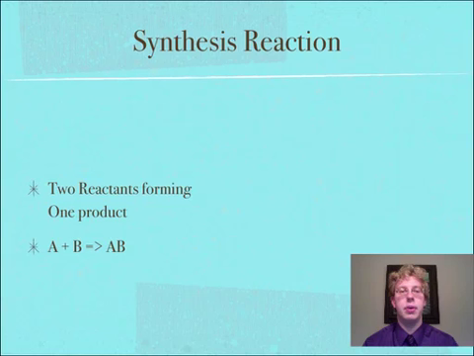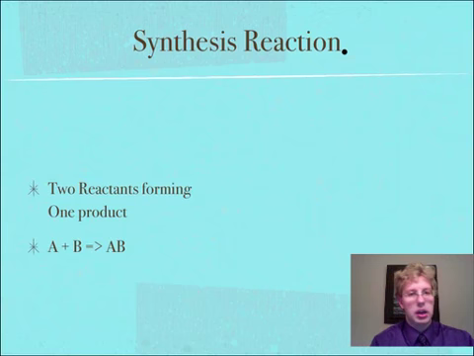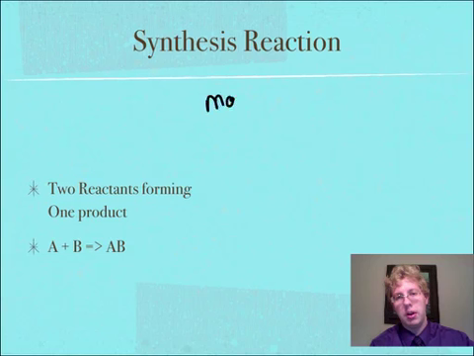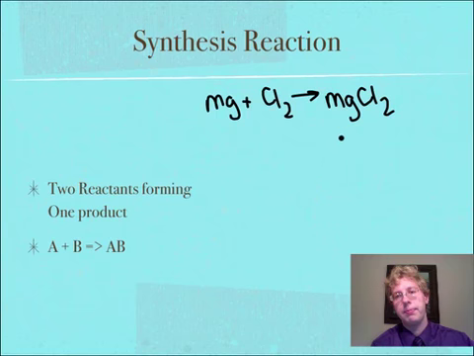A synthesis reaction is a reaction between 2 reactants forming one product. And so our general formula is A plus B forms AB. Now, I could go ahead and give us an example of magnesium plus chlorine forms magnesium chloride. Now, chlorine here is 2 atoms put together.